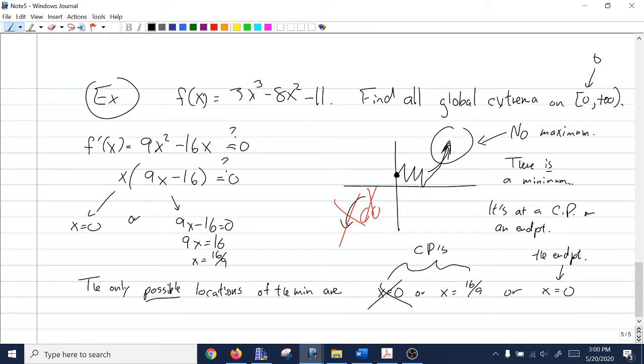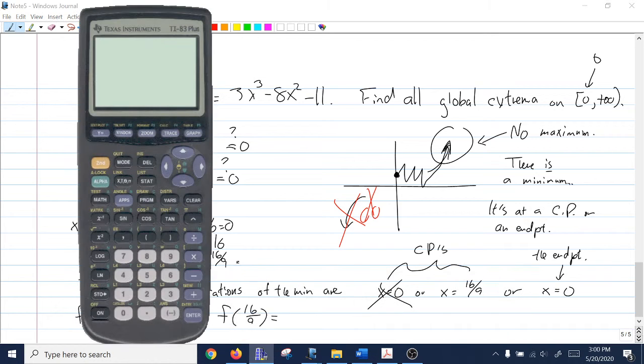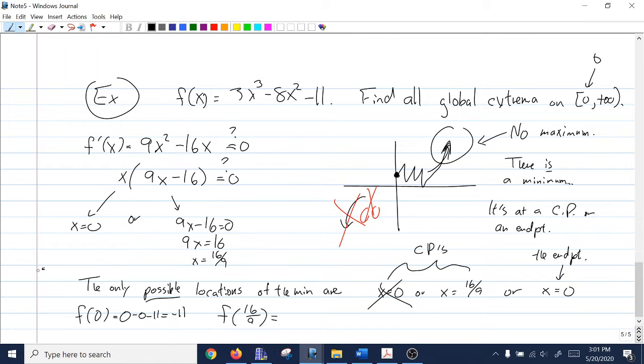I could do a little sign chart, increasing, decreasing, whatever, but that's overkill. Let's just plug in these numbers. What's f of 0? What's f of 16 over 9? F of 0 is 0 minus 0 minus 11, which is negative 11. F of 16 over 9 is, this one's harder, 3 times 16 over 9 cubed minus 8 times 16 over 9 squared minus 11, which gives me negative 19.42.